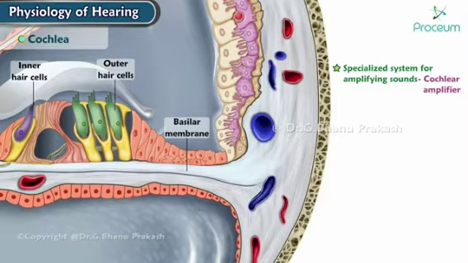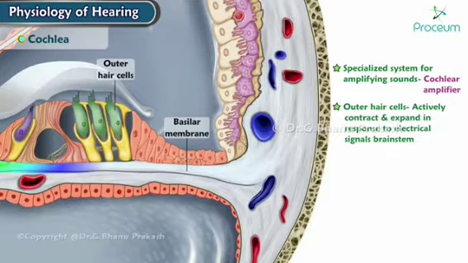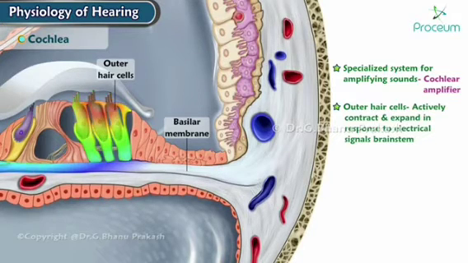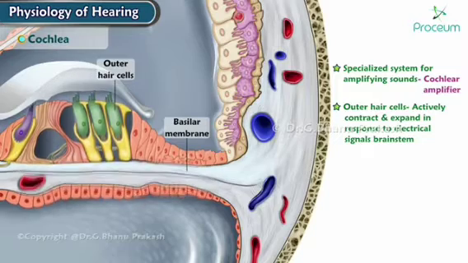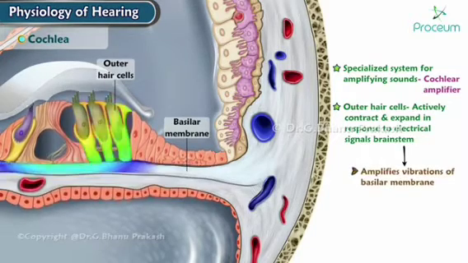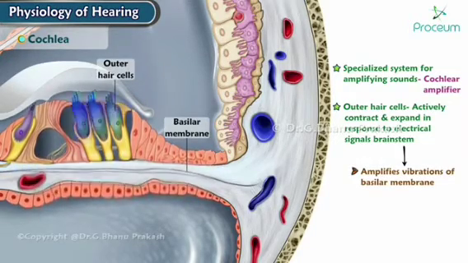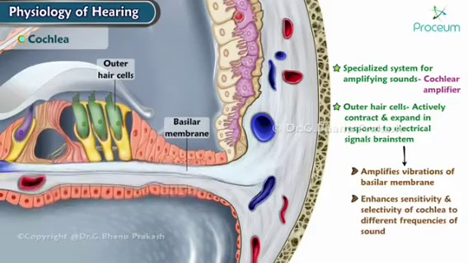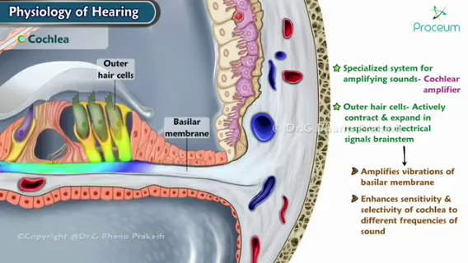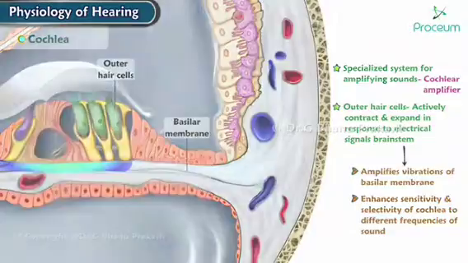This system involves outer hair cells in the cochlea that are able to actively contract and expand in response to electrical signals from the brainstem. This contraction and expansion of the outer hair cells amplifies the vibrations of the basilar membrane and enhances the sensitivity and selectivity of the cochlea to different frequencies of sound.